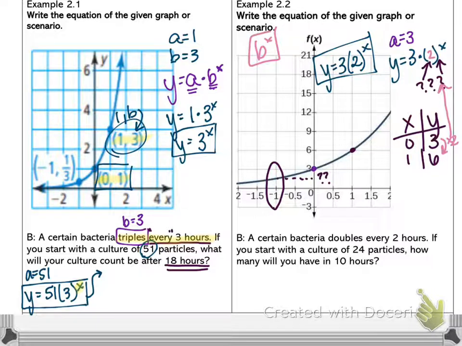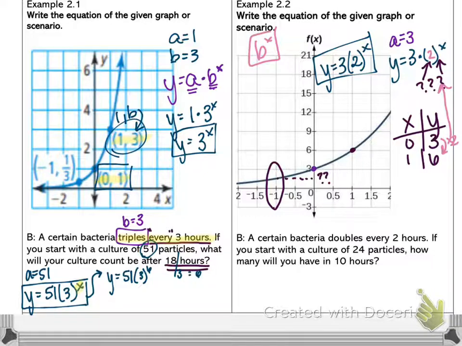So really the question is asking, well, how many 3-hour cycles are in 18 hours? And the answer is 6. If you want to think about it as you're dividing 18 by 3 to get 6, then that's another good way to think about it. So I'm going to plug in y equals 51 times 3 to the 6th power.